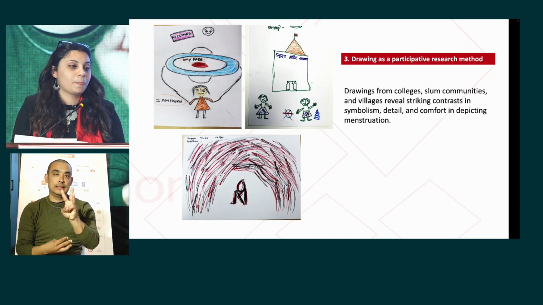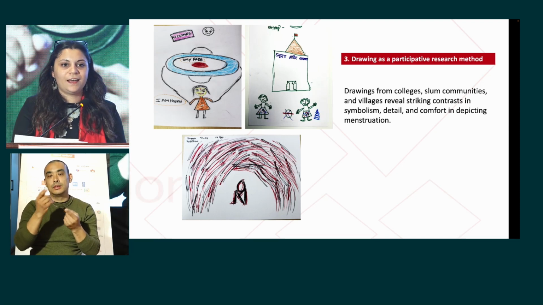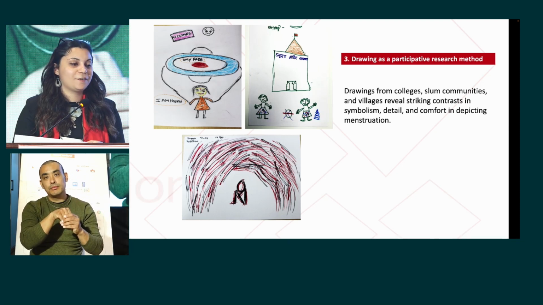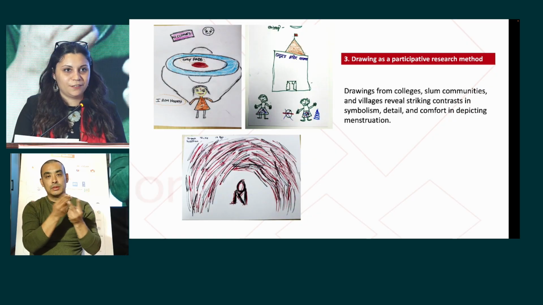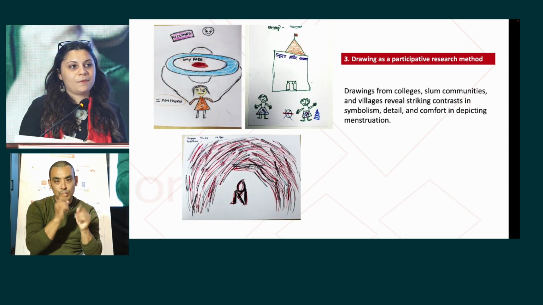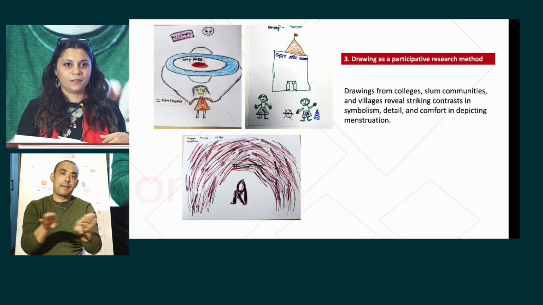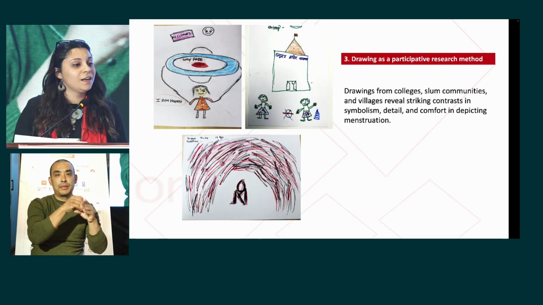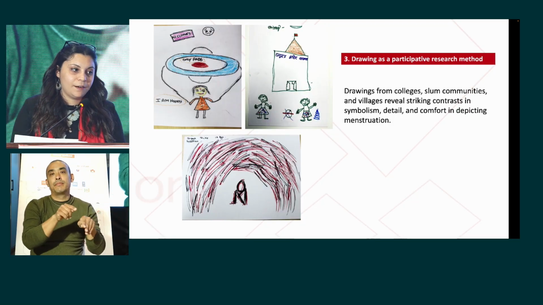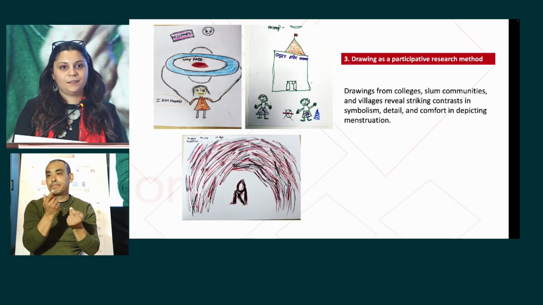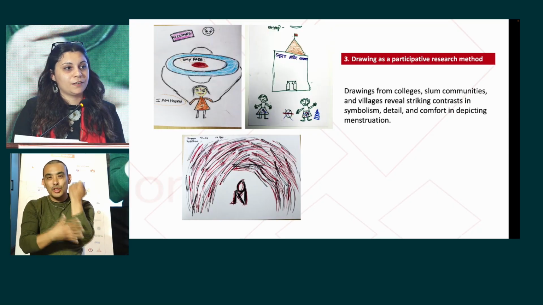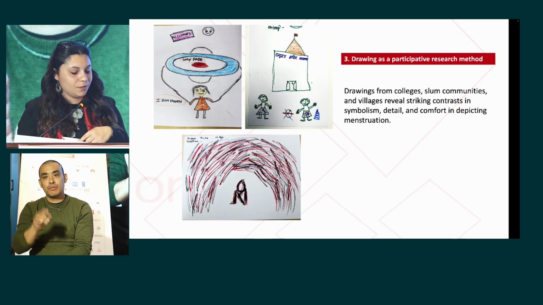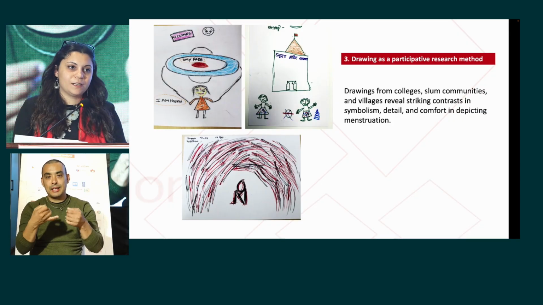The first one is from the slum area in Thane. I collected more than 150 drawings, and most of them are very similar. The drawings from the colleges are very similar, the drawings from the slum are very similar, etc. Most of the drawings from the slum area represented pads, because there are a lot of NGOs working on distributing pads and also menstrual cups.